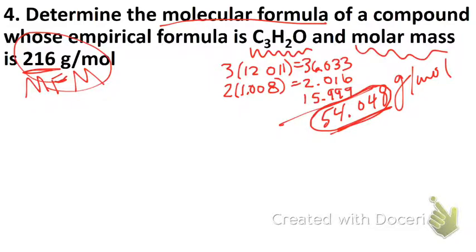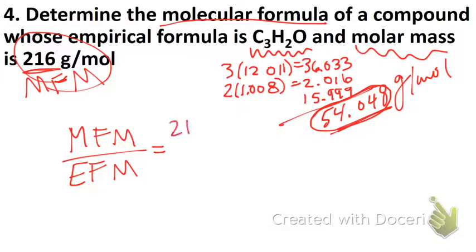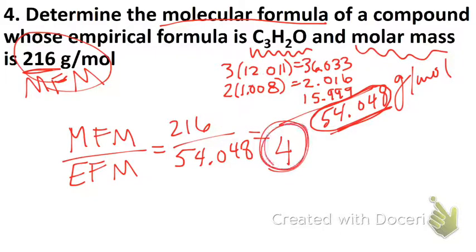So I found my empirical formula. I found its mass. Step 3 is to divide. My molecular formula mass always goes on top because we're going to be making this bigger. So I'm just writing this down so I get these right. So that's 216 over 54.048. And when I do that, that gets me 4. Now that's not my answer. That means that I need to take my empirical formula, which is C3H2O, and multiply it by 4.